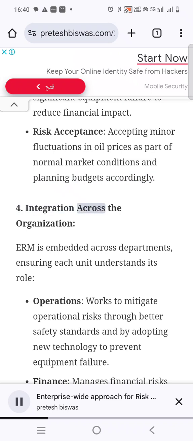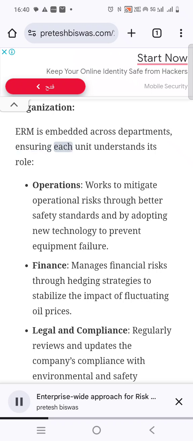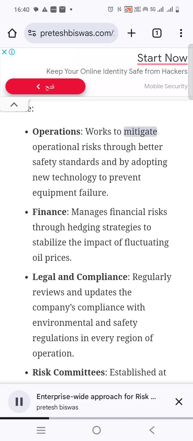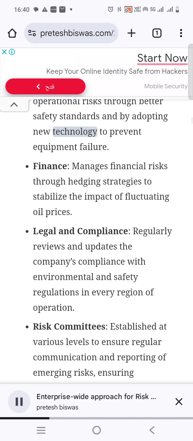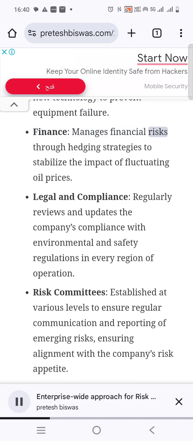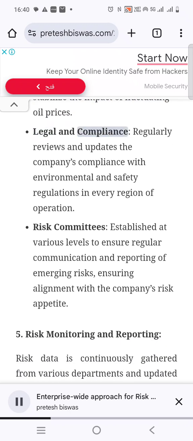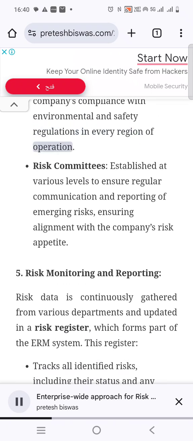4. Integration across the organization. Risk management is embedded across departments, ensuring each unit understands its role. Operations works to mitigate operational risks through better safety standards and by adopting new technology to prevent equipment failure. Finance manages financial risks through hedging strategies to stabilize the impact of fluctuating oil prices. Legal and compliance regularly reviews and updates the company's compliance with environmental and safety regulations in every region of operation.